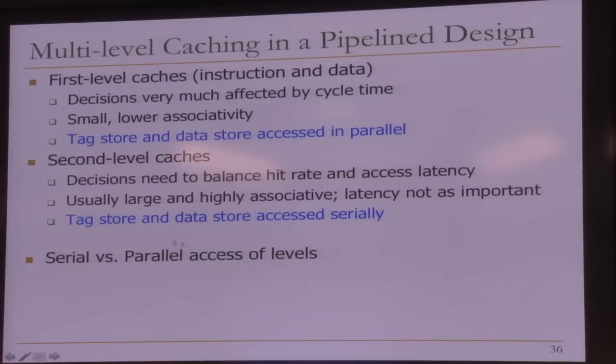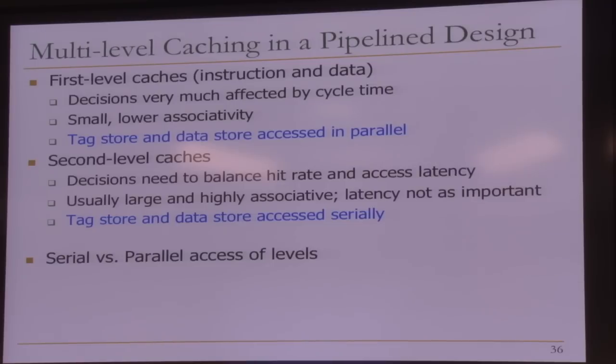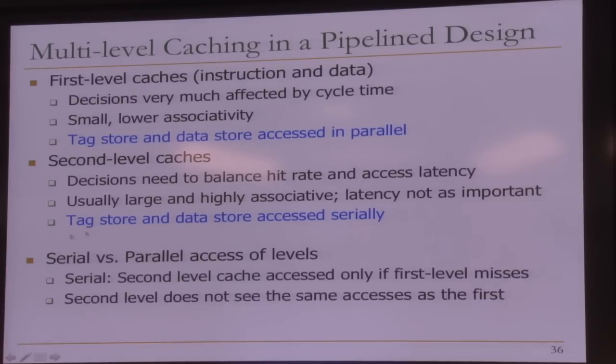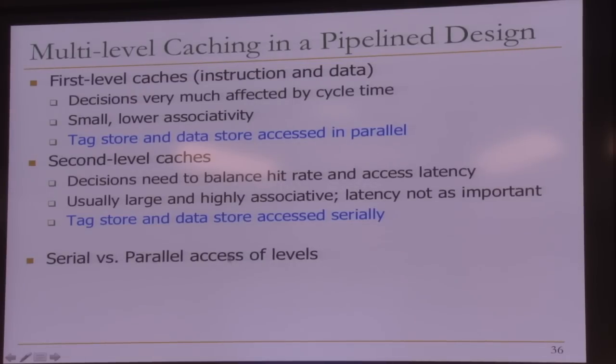That's right, serial access is beneficial, but only if the latency is less important. Basically, it's an indirection, right? You're accessing the tag store first to get the index into the data store, and then you're accessing the data store next. And that indirection adds latency because now you have serial access. Okay, basically serial access, there's also serial and parallel access of levels, right?